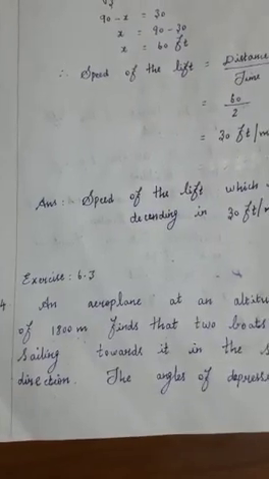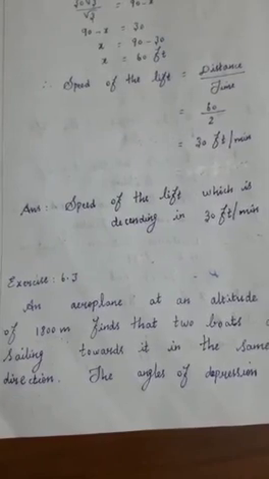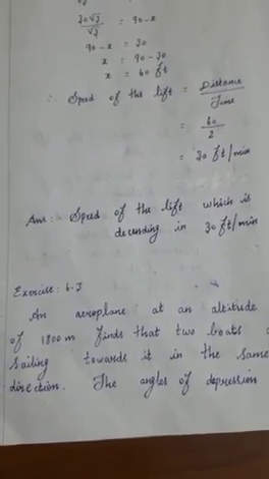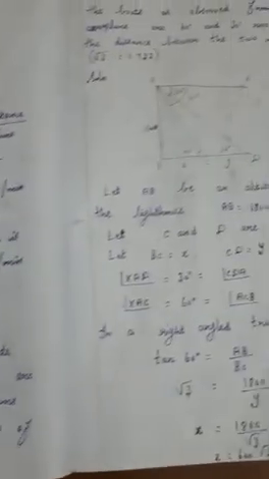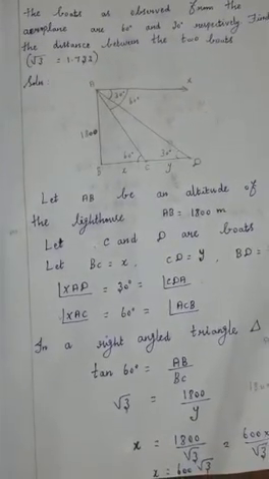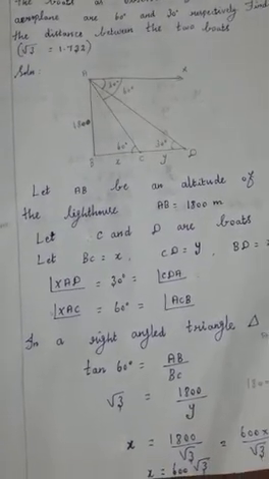Now let us see exercise 6.3, fourth question. An aeroplane at an altitude of 1800 meter finds that two boats are sailing towards it in the same direction. The angles of depression of the boats as observed from the aeroplane are 60 degree and 30 degree respectively. Find the distance between the two boats.